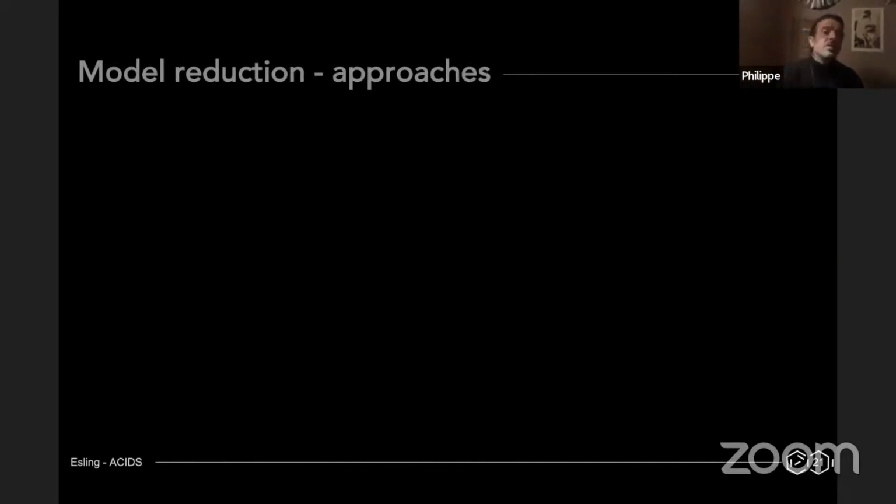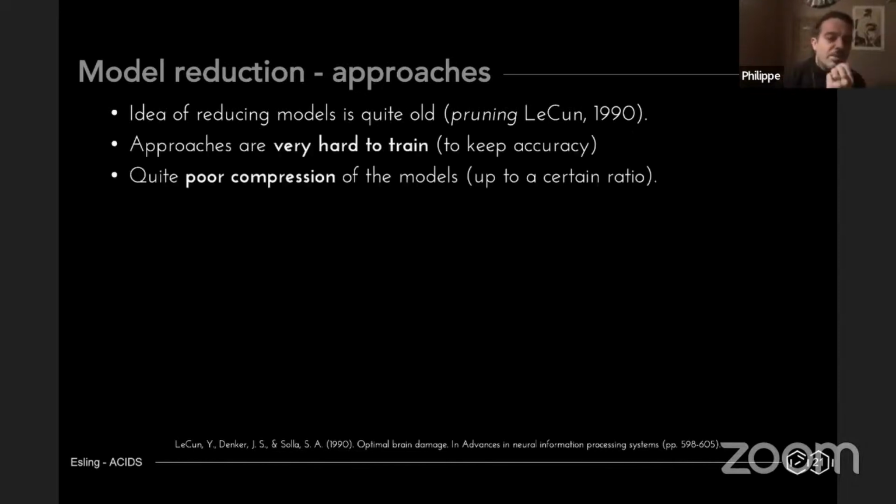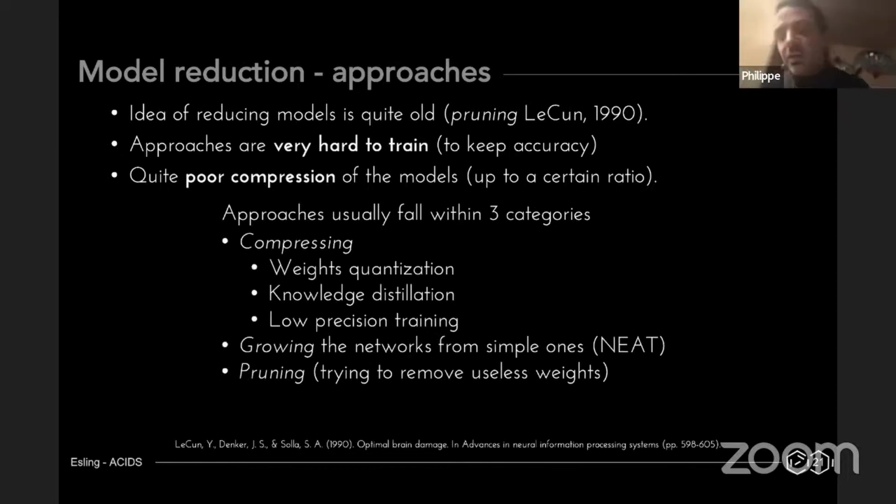So I want to show quickly some forms of model reduction. The idea of reducing models is quite old. It was proposed in 1990 by Yann LeCun, and it was called optimal brain damage. For a very long time it's been very hard to train these models. So basically you have poor compression and usually use 3 major techniques, which is either compressing the network, so quantizing, distilling, or transferring, for instance, and growing the networks, which means the opposite way around, or pruning, which is trying to remove the useless parts.